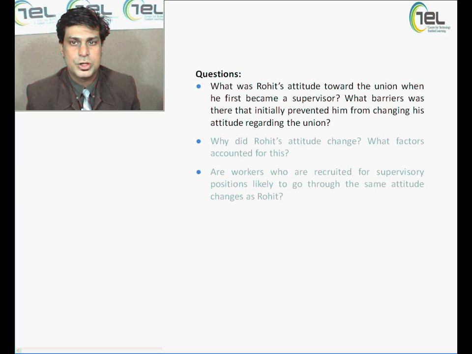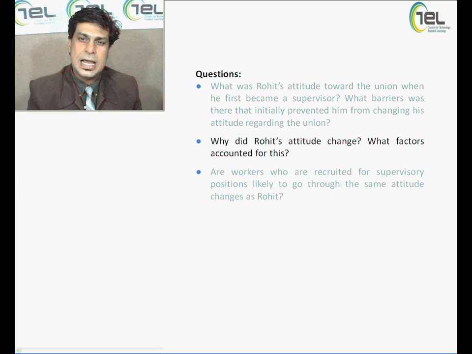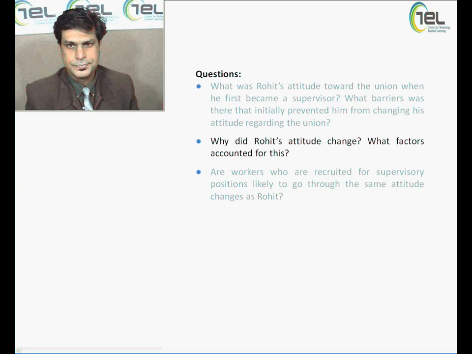That's where the second question comes in. Why did Rohit's attitude change? What factors accounted for this? What brought about the change in Rohit's attitude? And why did he change the attitude?